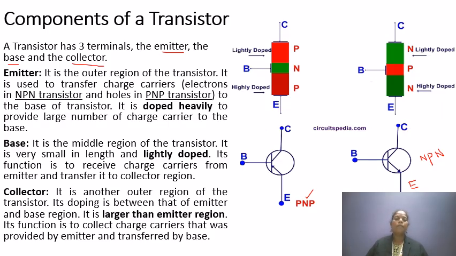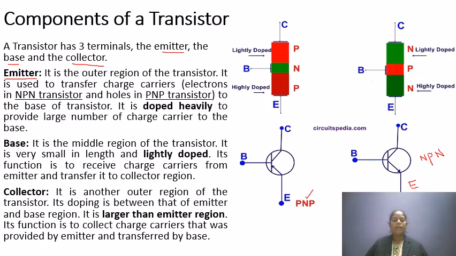Okay, let's come to the structure and how each region differs. The first one is the emitter. From the word itself you can easily find out its meaning: emitter means it ejects out. The electrons, holes, or charge carriers are ejected out; that which emits the charge carriers is called the emitter.